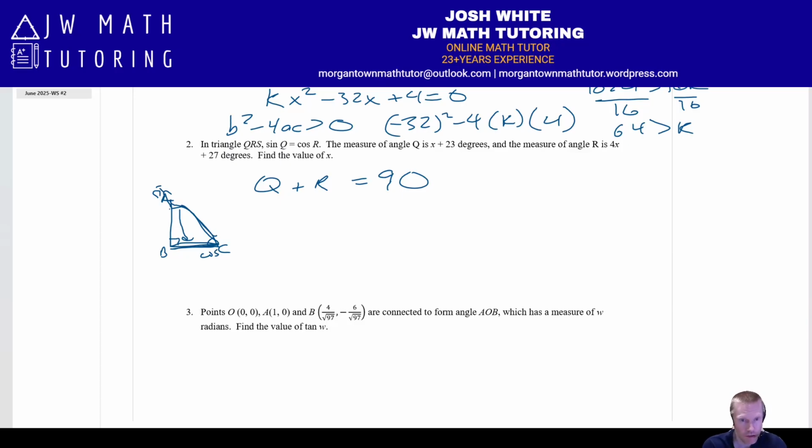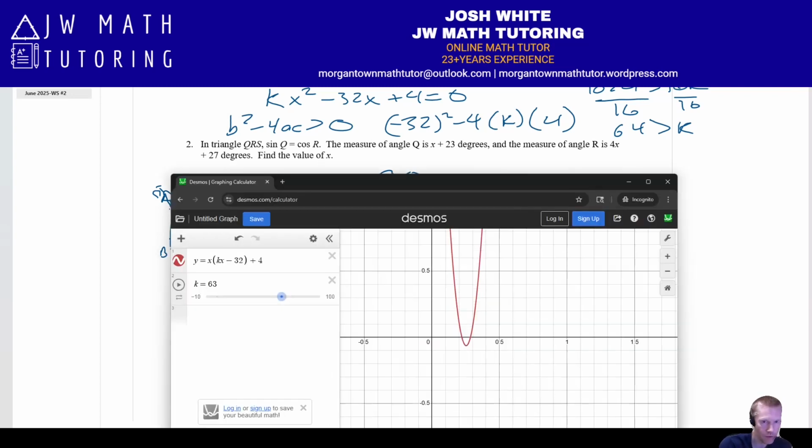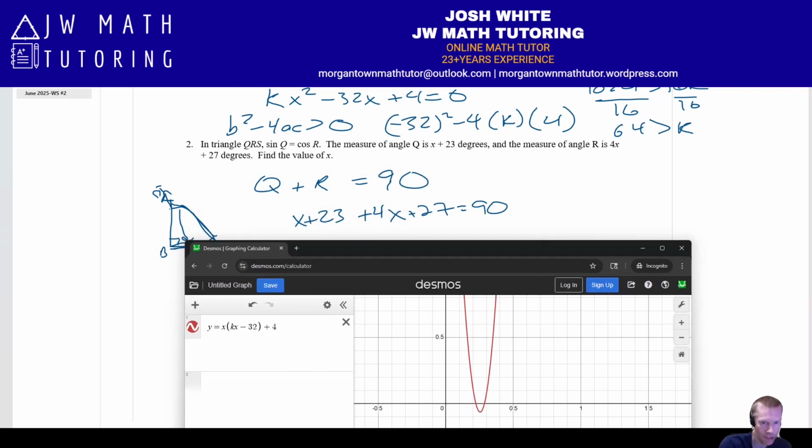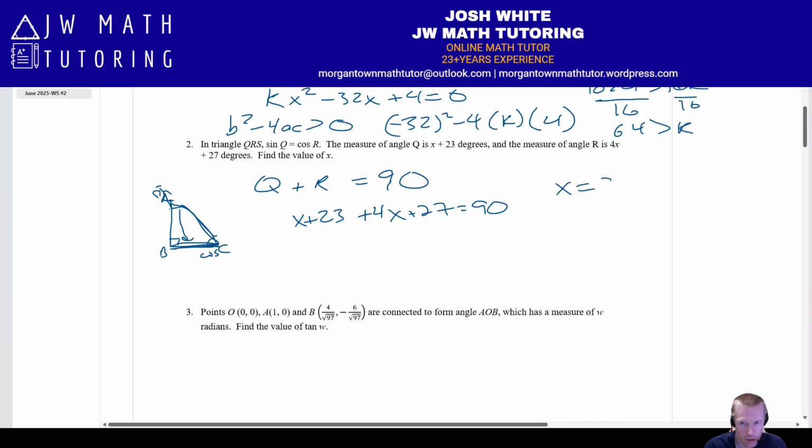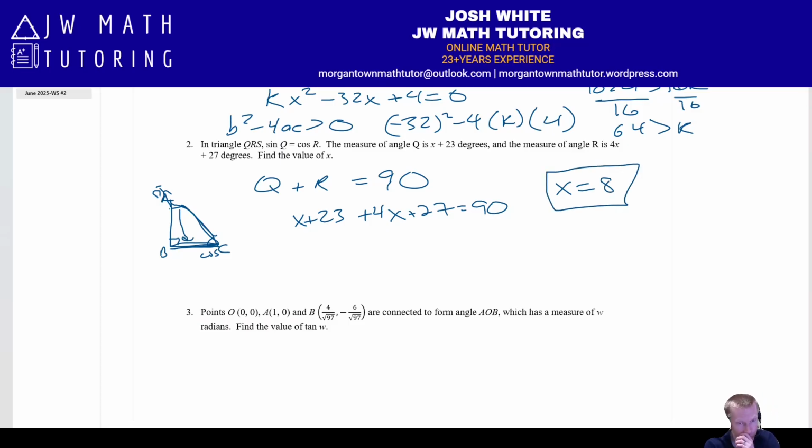All right, so with that being said, you just take these two expressions and you add them together. You set it equal to 90. Just for a little practice review, let's solve this in Desmos instead of by hand. So you could just type the whole thing. Now we're looking for a vertical line. Where is it? Oh, it's right here at 8. So the correct answer to this problem is going to be 8 for the value of x.